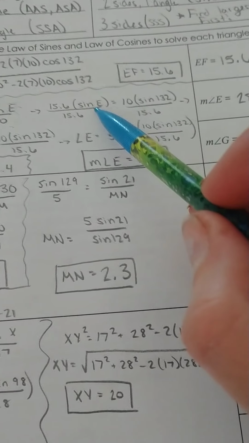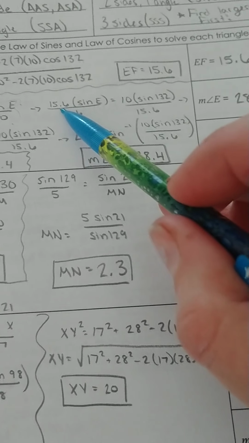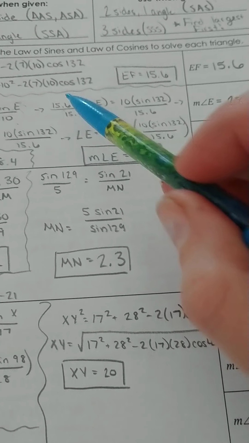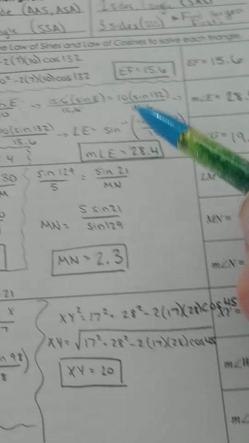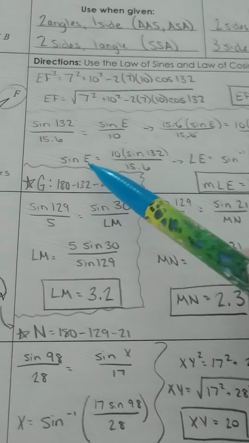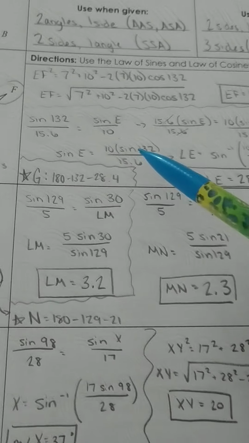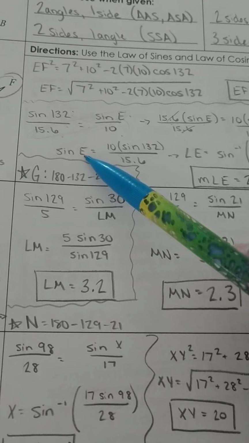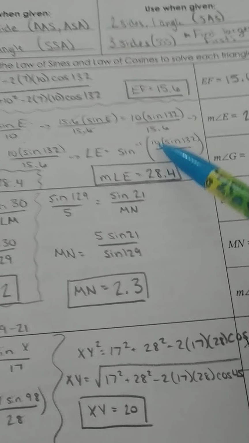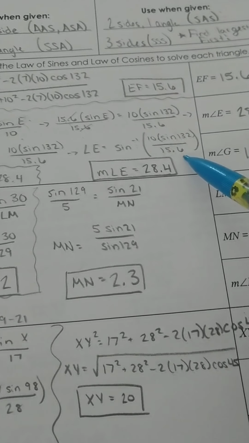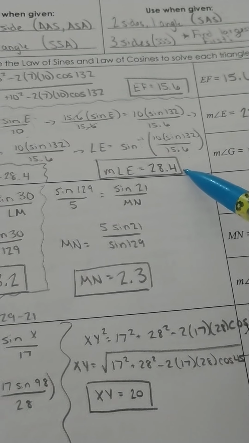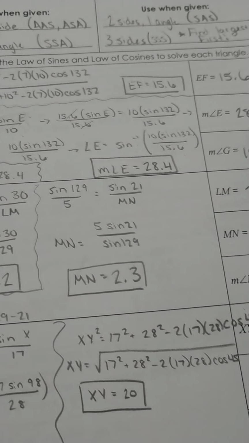From here, you've got to get sine of E by itself. So what's the opposite of multiplying by 15.6? Dividing by 15.6. So those cancel. And you get that the sine of E equals 10 times the sine of 132 divided by 15.6. Remember though, anytime we are looking for an angle, we have to use the inverse trig function. So we're going to do the inverse sine of 10 times the sine of 132 divided by 15.6, and you get 28.4 degrees. So that's angle E, and we can fill that in over here.